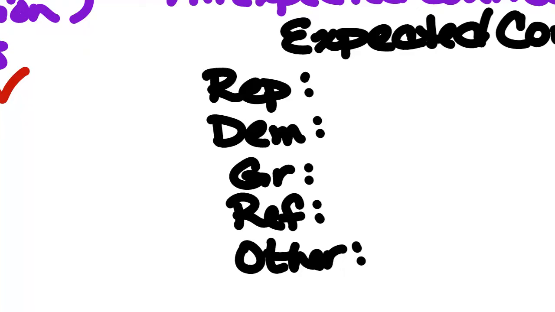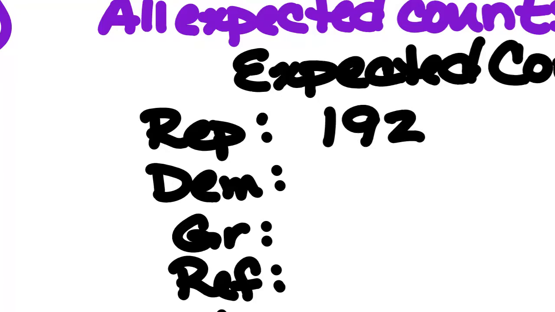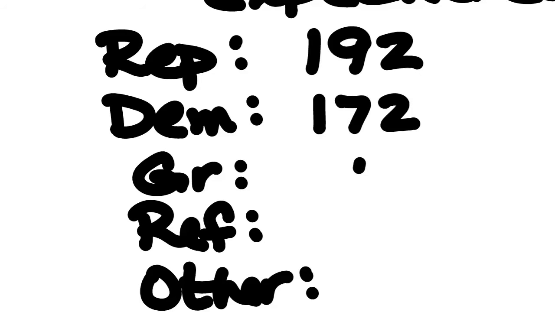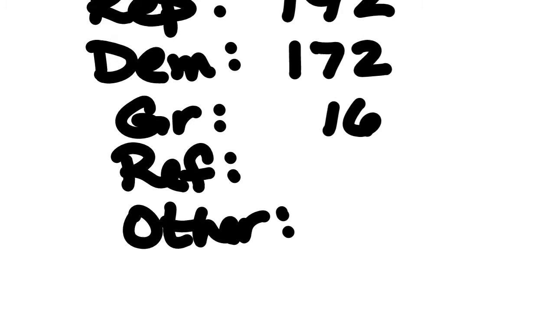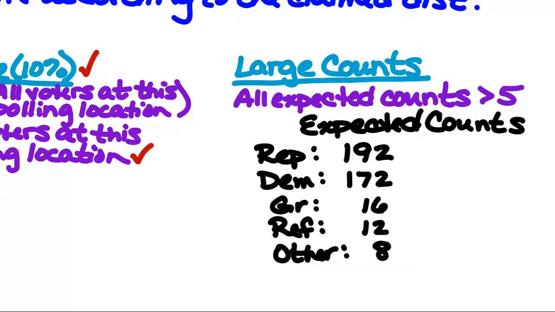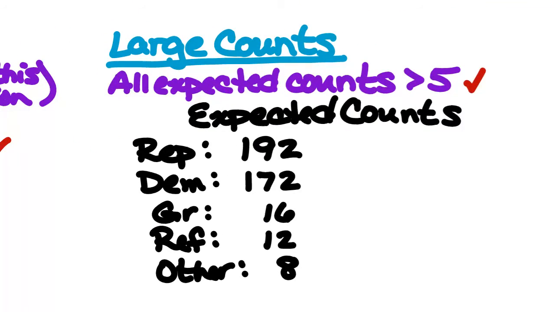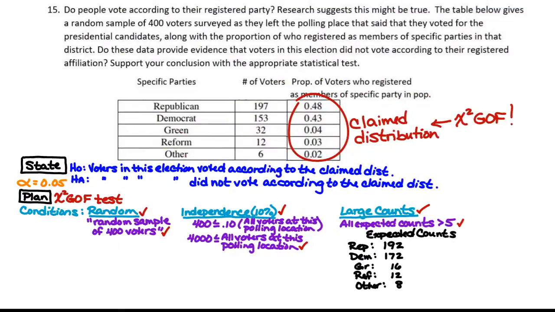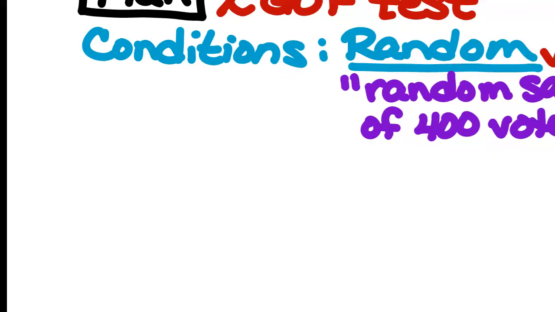What is 48% of 400? 192. So we would expect 192 people to vote Republican. What about 43% of 400? 172. Green Party was 4%. 16. Reform Party was 3%. 12. And Other would be 8. So here's my expected counts. All of my expected counts are greater than 5, so I can check that off. I've met all of my conditions. So then we get to the do step.